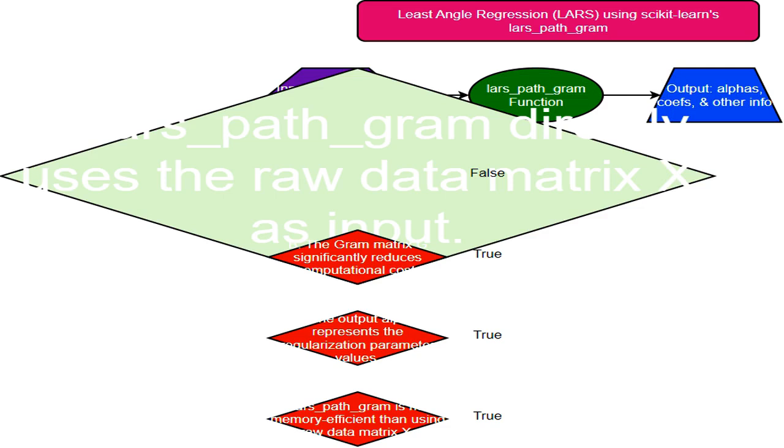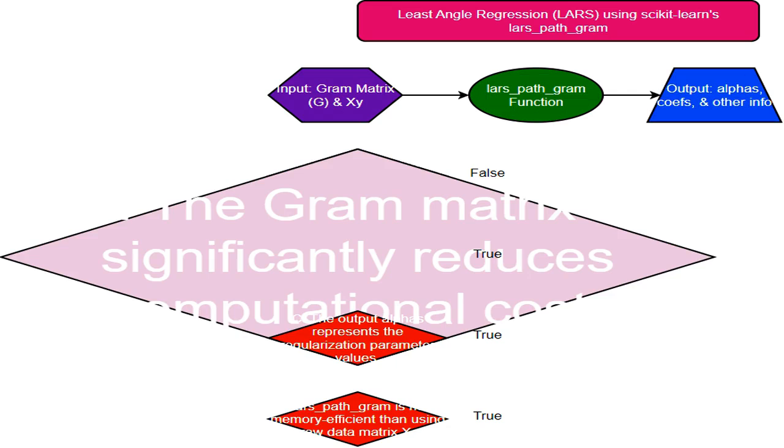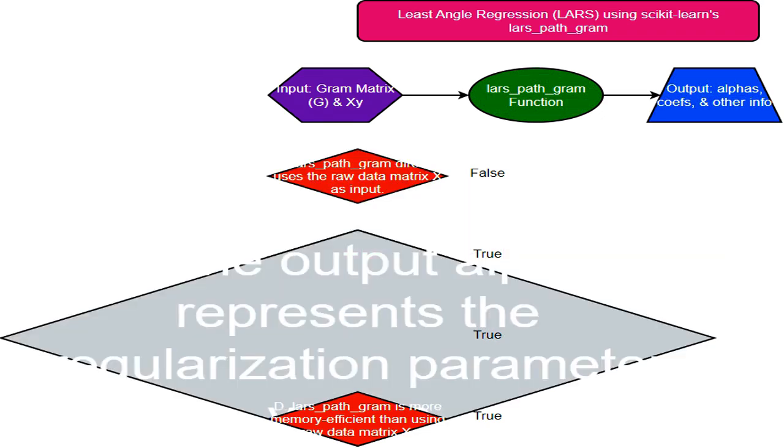This statement is false. I don't need to use the raw data. The gram matrix and XY are sufficient. It is like using a summary instead of the entire book. This is true. Using the gram matrix is like using a map instead of walking every single street to get somewhere. It saves a huge amount of time, especially for massive datasets. Absolutely correct.